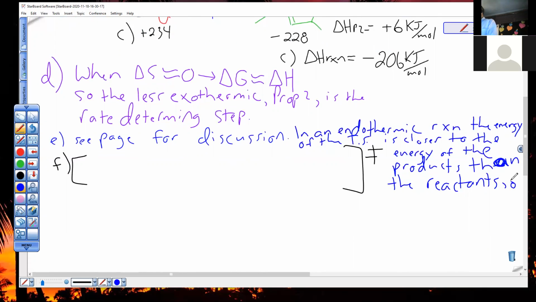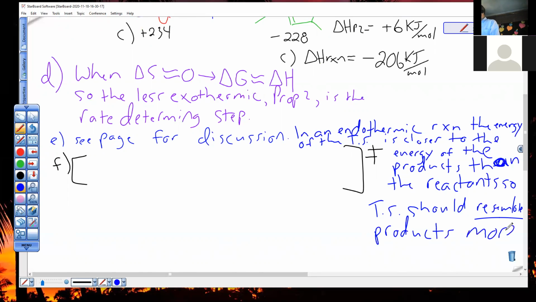So the TS should resemble products more than reactants. That's different than energy, but we used energy to make the decision. How's that for an answer?